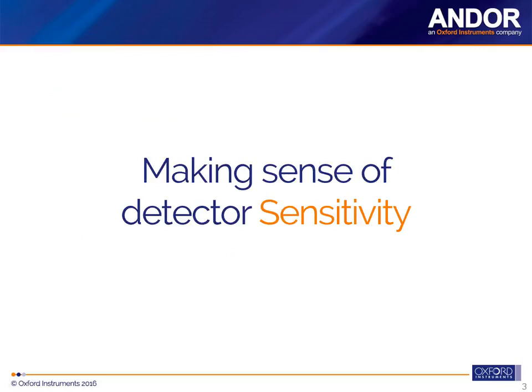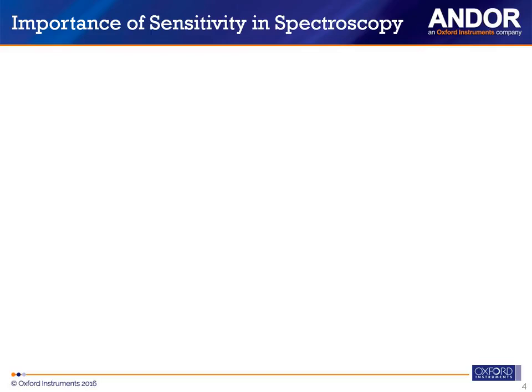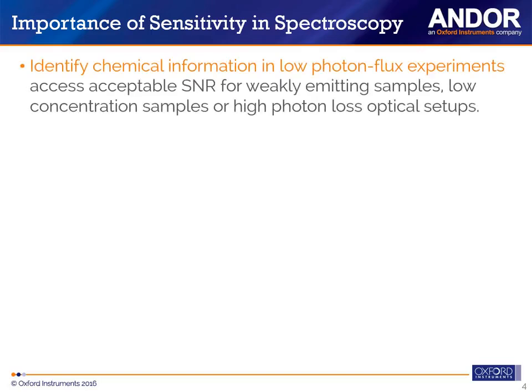So first of all, making sense of detector sensitivity. Why is it important to have good sensitivity when it comes to a detector for spectroscopy? First is to be able to identify very clearly a chemical information, and doing that, for example, in low photon fluxes experiment. For example, experiment where the samples emit very low number of photons, or there's a low concentration of a specific chemical compound that you want to study, or there are high photon losses in the optical setup, for example, in some microspectroscopy setups.